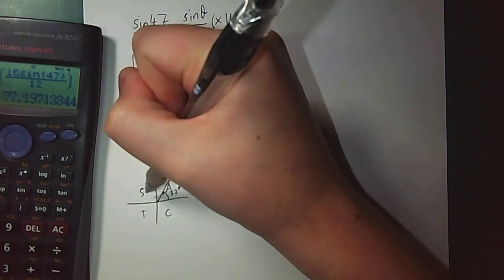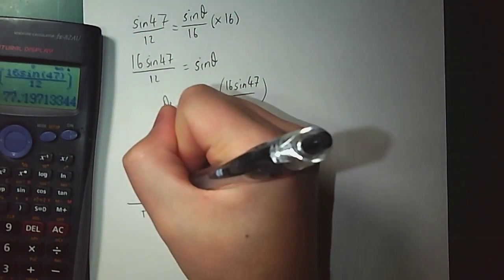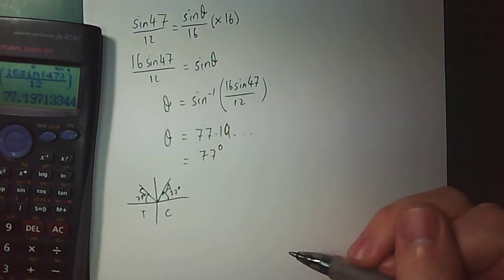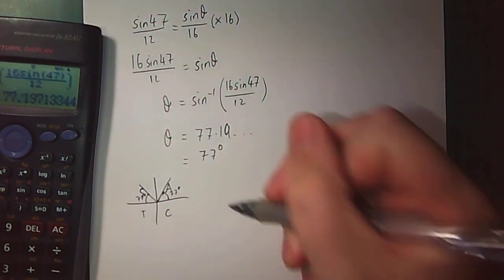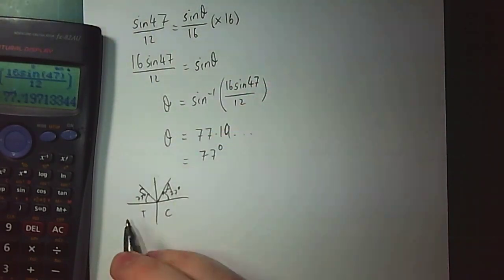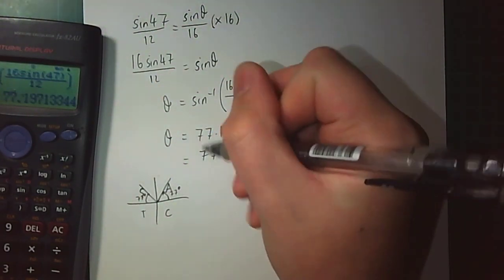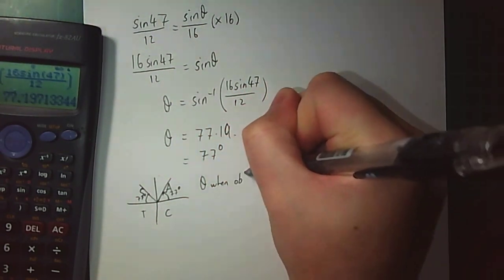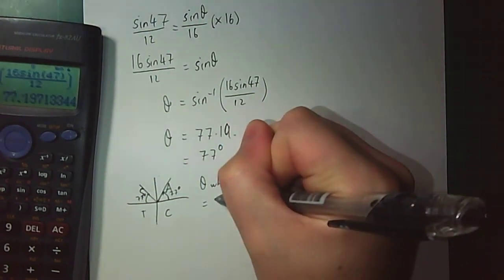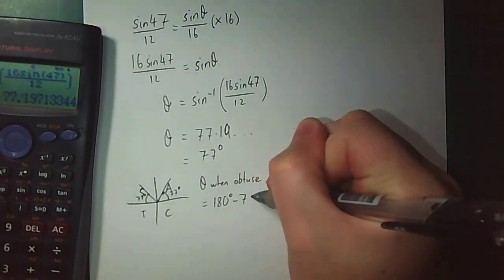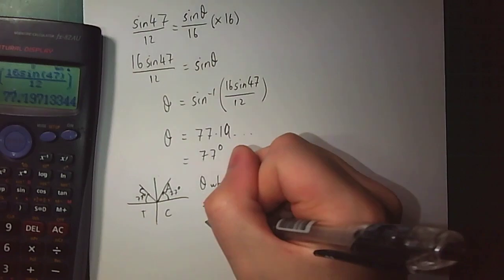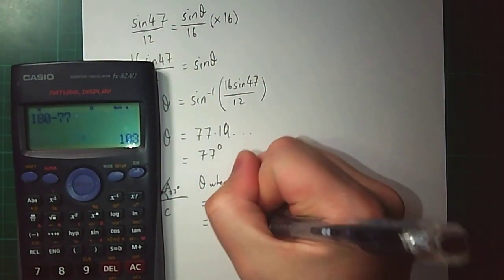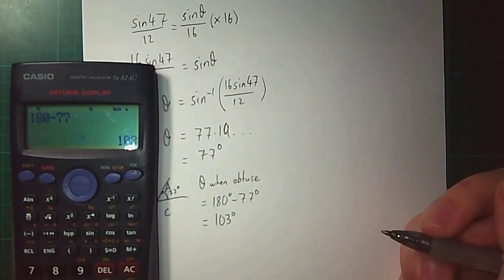And the way that we find the obtuse version of that angle, we need to come in this way, 77 degrees. And to do that mathematically, we need to subtract this from 180. So theta, when obtuse, is equal to 180 degrees minus 77 degrees. And when we do that, we get 103 degrees, which should be our answer.